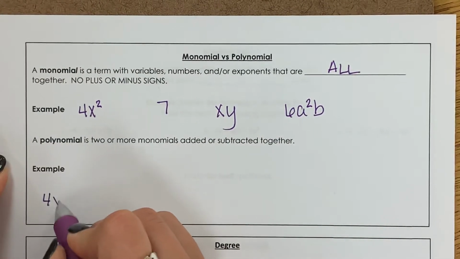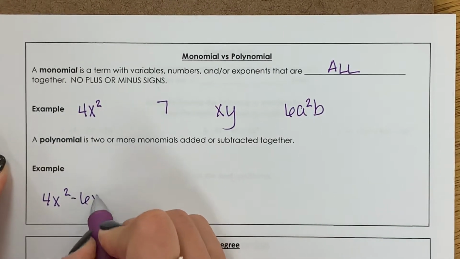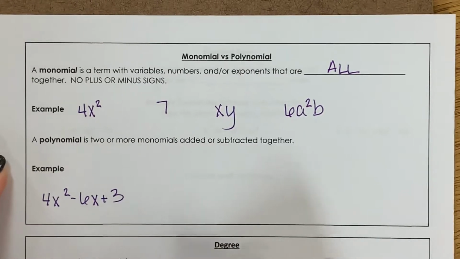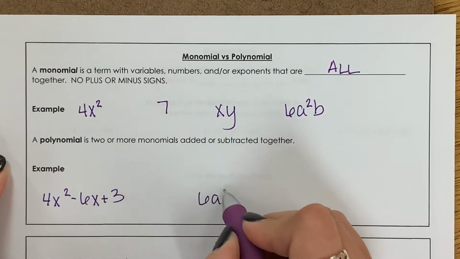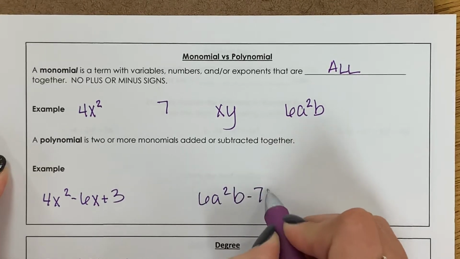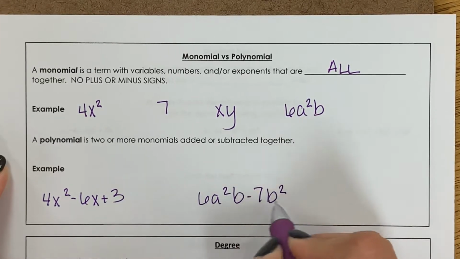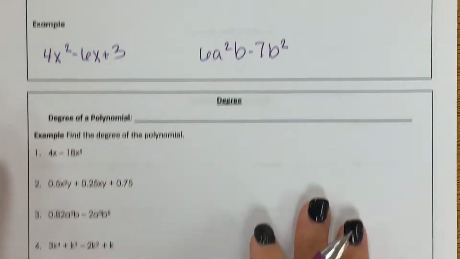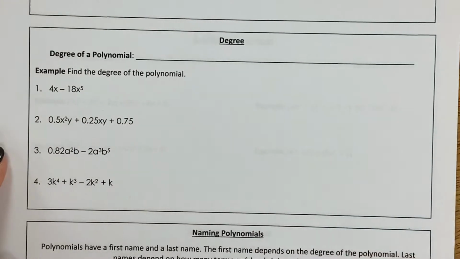So we could have 4x squared minus 6x plus 3. It's a polynomial with 1, 2, 3 terms. You could also have 6a squared b minus 7b squared. Two separate terms subtracted. Okay? Next, we're going to talk about degree of a polynomial.